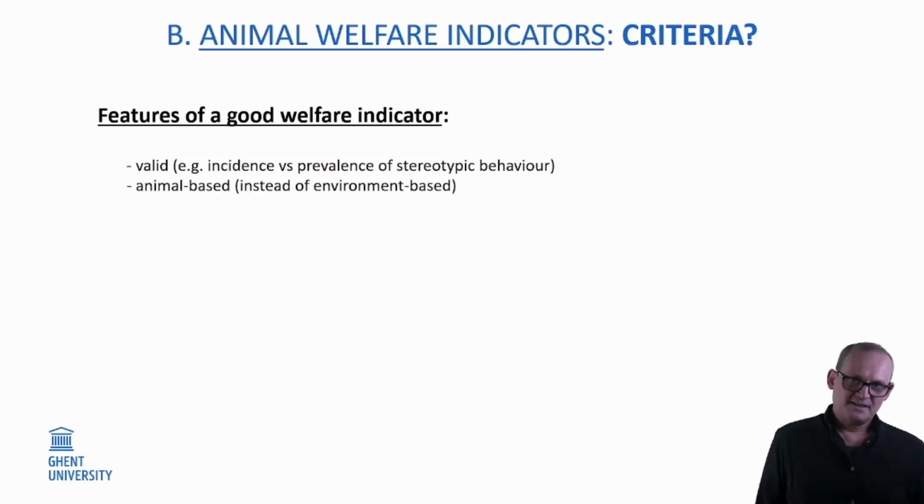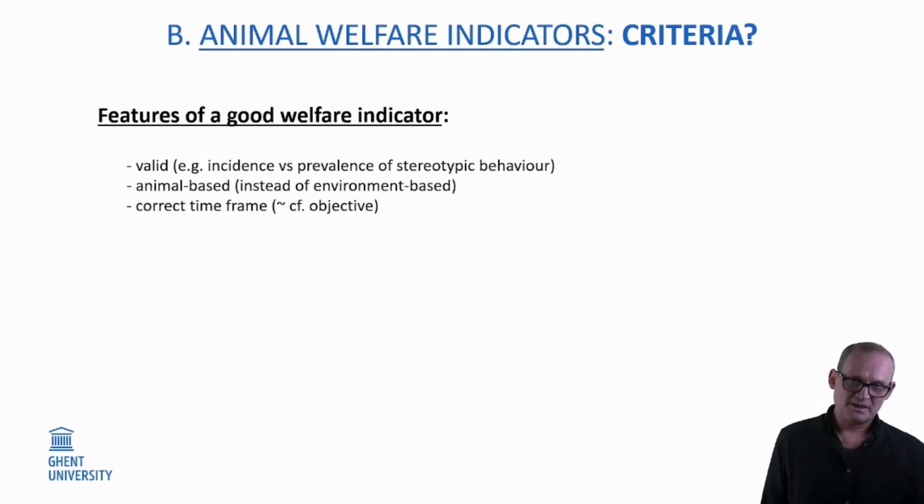Linked with that validity is that we would prefer to have an indicator of welfare that is animal-based instead of the description of the management of the housing system, because, as argued before, these are rather risk factors rather than direct indicators of welfare. And then it has to give information about the correct time frame, and that links with our objective. Do we want to do a snapshot evaluation and a historical evaluation, also future risk analysis?